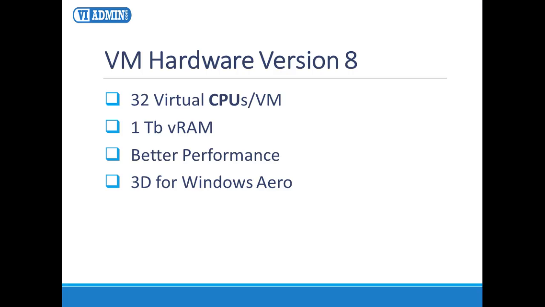The latest version 8 provides support for up to 32 vCPUs per virtual machine, a maximum of 1 TB memory per virtual machine and better performance, non-hardware accelerated 3D graphics for Windows Aero support, so 32-way virtual SMP. That's pretty cool. It is also possible to assign any integer number of virtual CPUs between 1 and 32 to a virtual machine, but beware that not all operating systems support 32-way SMP.